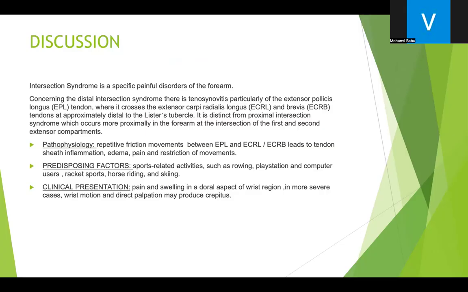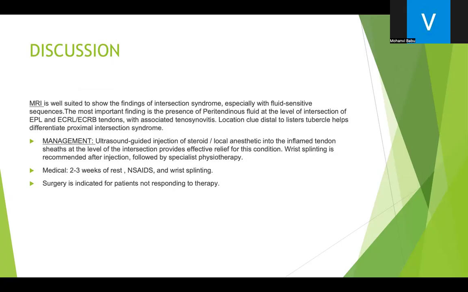Intersection syndrome is a painful disorder of the forearm, mostly in the dorsal aspect. The pathophysiology involves repetitive frictional movements between extensor pollicis longus and extensor carpi radialis longus and brevis tendons, causing sheath inflammation, edema, pain, and restriction of movements. Predisposing factors involve repetitive friction movements like rowing, PlayStation and computer users, racket sports, etc. Clinical presentation is pain and swelling over the dorsal aspect of the wrist region. In severe cases, it can cause crepitus.